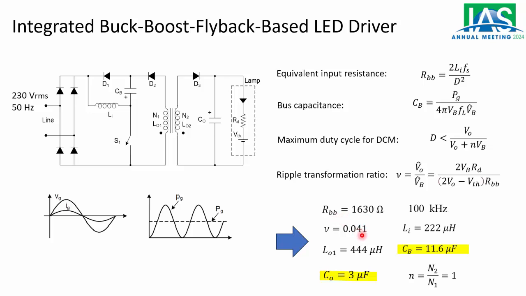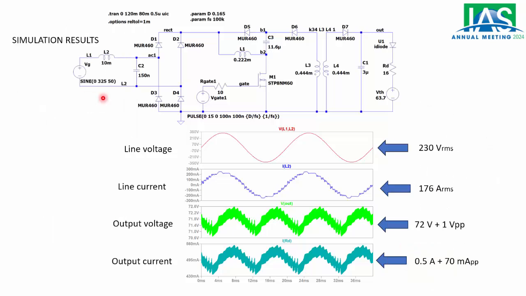get the different values. So we can see that the capacitances that we need now are very much smaller, only 3 microfarads for the output capacitor here and 11.6 microfarads for the buck-boost capacitor here at the bus voltage. So yeah, they are one order of magnitude below the design of the single stage flyback based converter, which was around 1.3 millifarads. So again, we did a simulation in LTSpice.